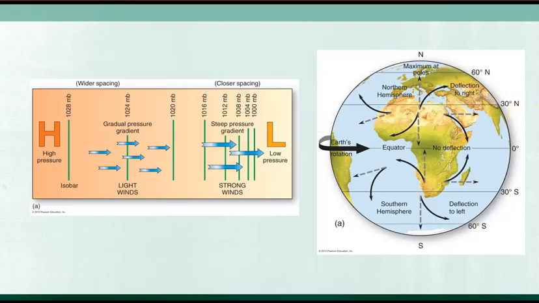Now, looking at this diagram right here, you might think this is a deflection towards the left, but that right deflection is in the direction of the wind's movement. So as the air moves from the high pressure towards the low pressure, it's moving towards its right. Remember that principle, it's very important.